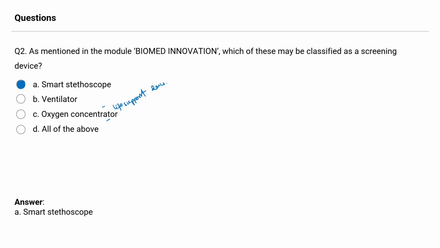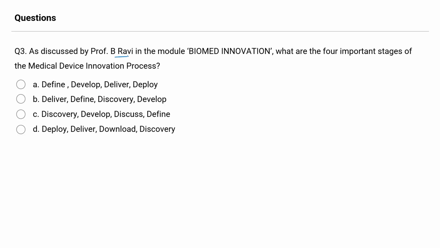Let's go to our third question. As discussed by Professor Ravi in the module Biomed Innovation, what are the four important stages of medical device innovation? Now, guys, this has been clearly articulated multiple times and through the video as well. We are talking about the four important stages of the medical device innovation process. So, what are those stages? You have to tell.